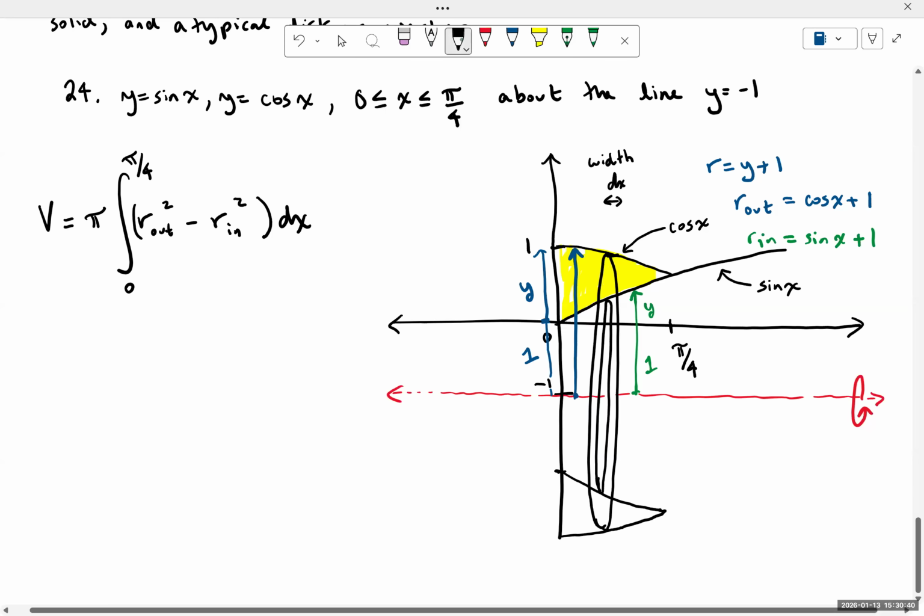So now I've got it all set up. That's the hard part for most of these. I'm going to put it in and I'm going to do the integral.